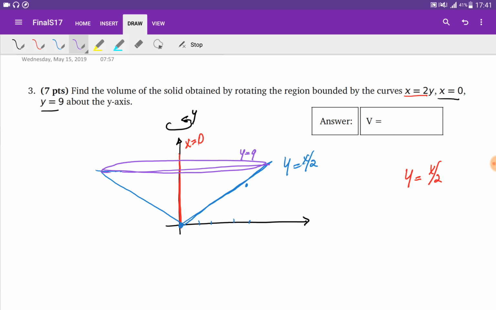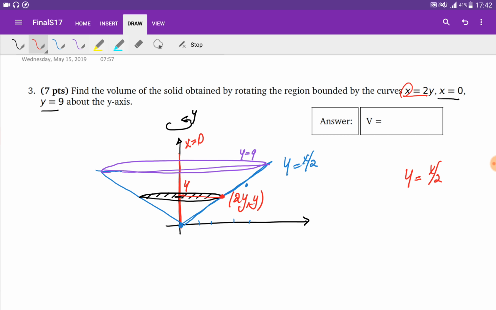In order to find its volume, we're going to make horizontal slices. Let's make a slice here at some point y. If you make a slice, you're going to get a circle, right? The area of the circle can be found by multiplying pi by the square of the radius. If we cut at some point y, the coordinates of this point are going to be 2y and y, because you can find the x coordinate by putting the y value into x equal to 2y.